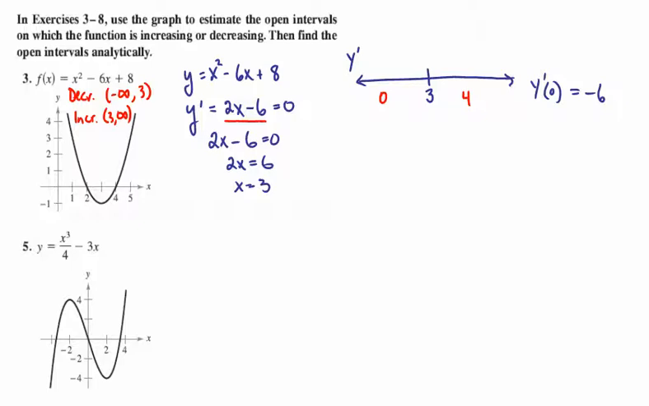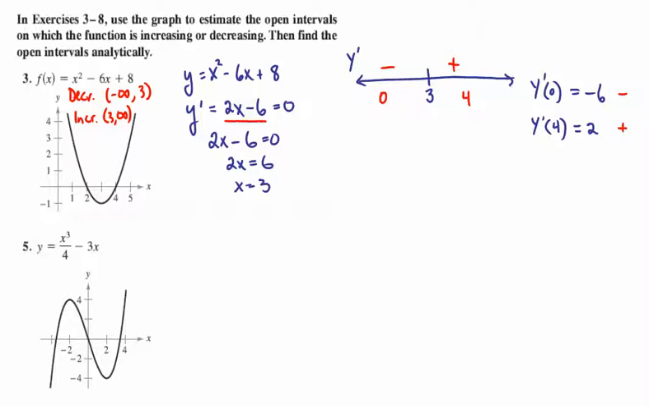So all I'm concerned about is the sign. If it's negative 6 there, it's going to be negative everywhere to the left of 3, because we know it can't cross over the x-axis. It can't cross over 0, except at 3. Then we try y prime at 4. We plug in: 2 times 4 is 8, minus 6 is 2, and so that is positive. So negative to the left, positive to the right, and that's exactly what it tells us.